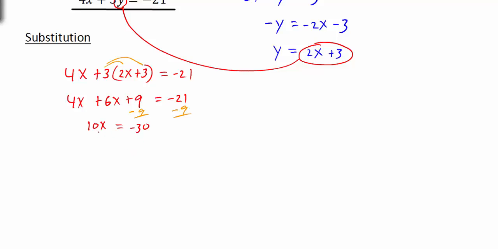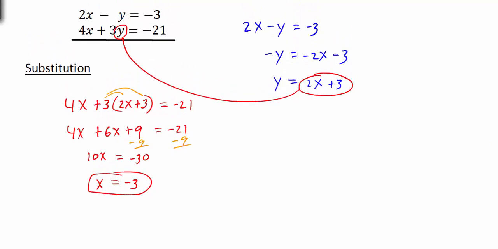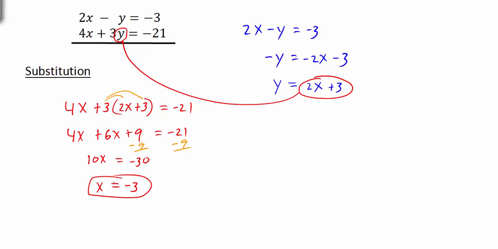And then, of course, to get rid of the 10, we're going to divide by 10. So dividing by 10, we would end up with a negative 3. So we now know that x is equal to a negative 3. Now we need to find the value of y. In order to find y, we simply can substitute this value in for x. We can substitute this value into either equation up here at the top. We can plug negative 3 in for x.